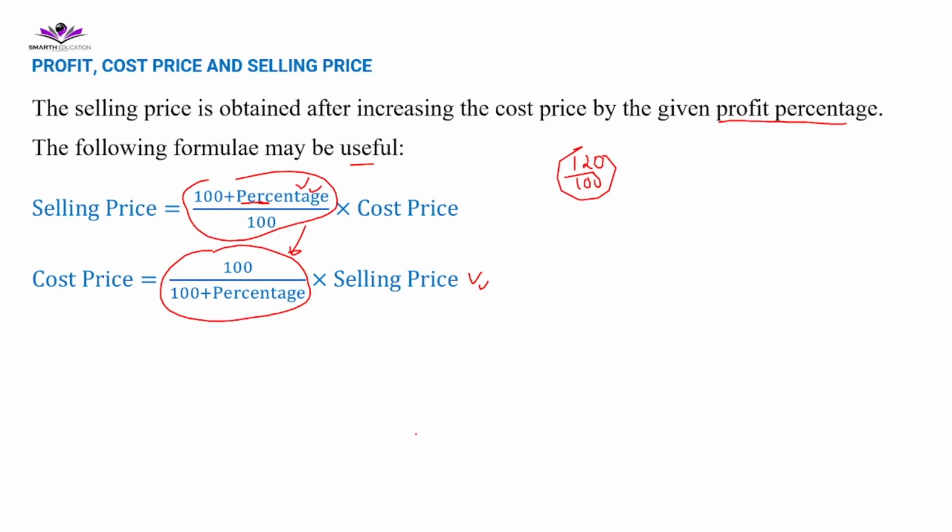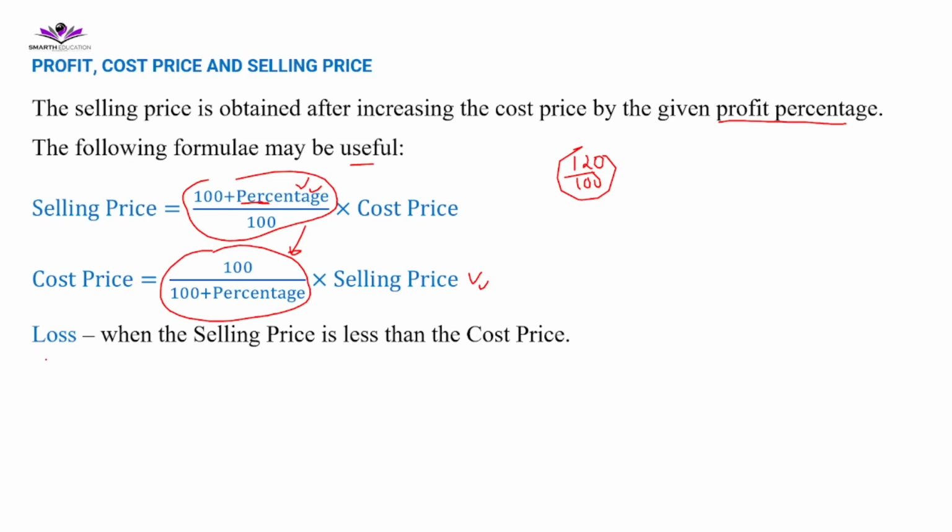Okay, I'm going to explain this when we're doing the examples, right? So cost price, you can say 100 over 100 plus percentage times selling price. That's how you can get the cost price from the selling price and the given percentage profit.